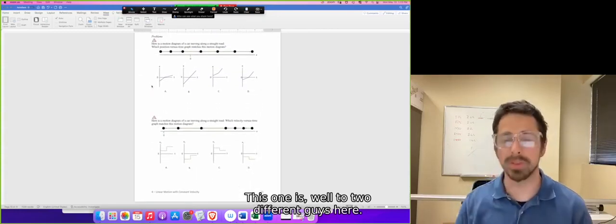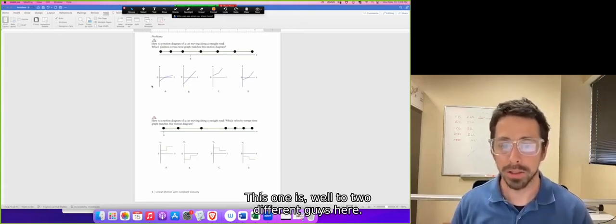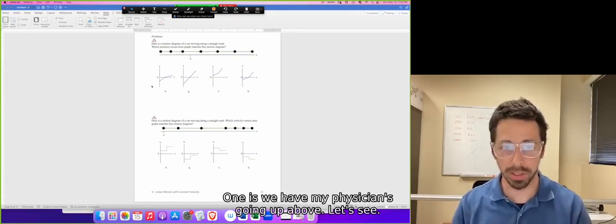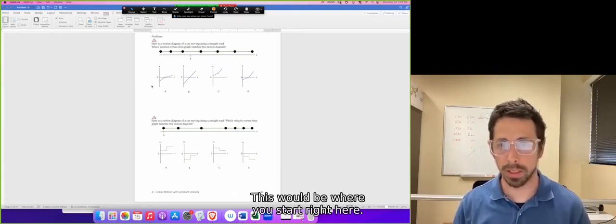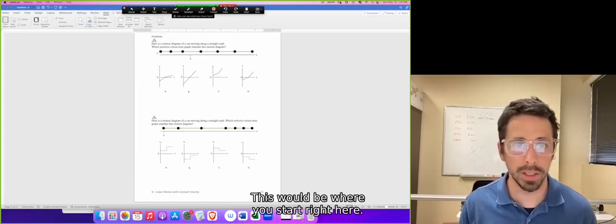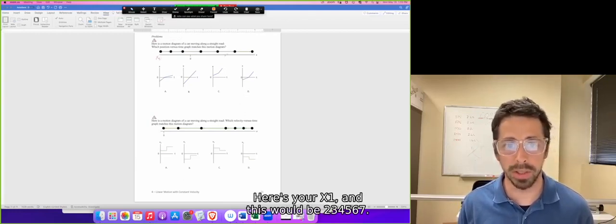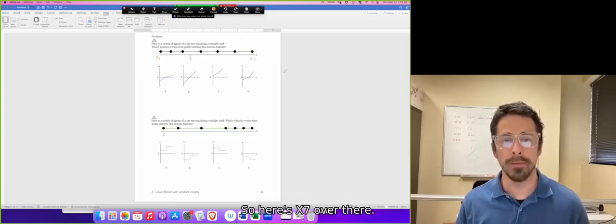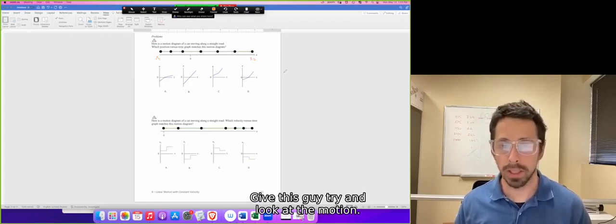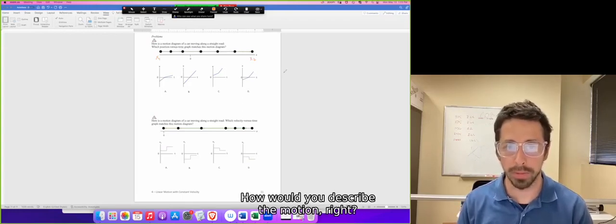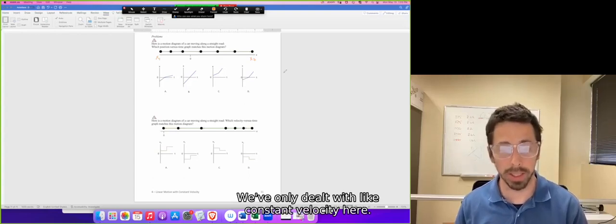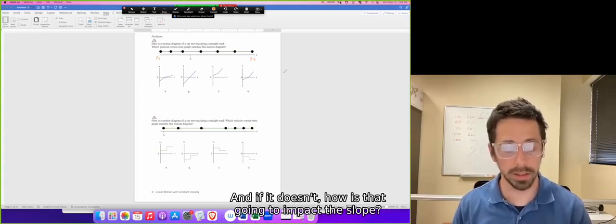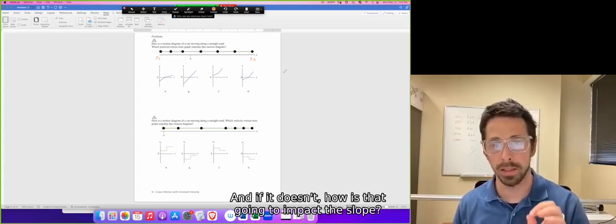This one is, well, two different guys here. One is we have my positions going up above. This would be where you start right here. Here's your x1, and this would be 2, 3, 4, 5, 6, 7. So here's x7 over there. Give this guy a try. Look at the motion. How would you describe the motion? We've only dealt with constant velocity here, but does your constant velocity always stay the same? And if it doesn't, how is that going to impact the slope? Give it a try.